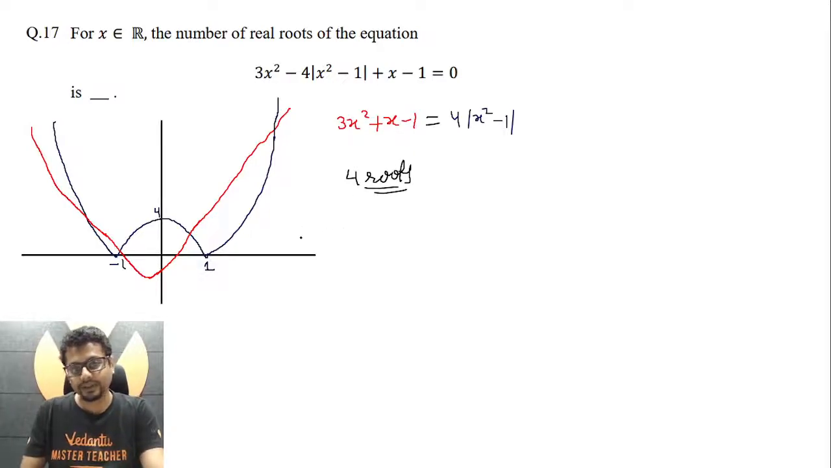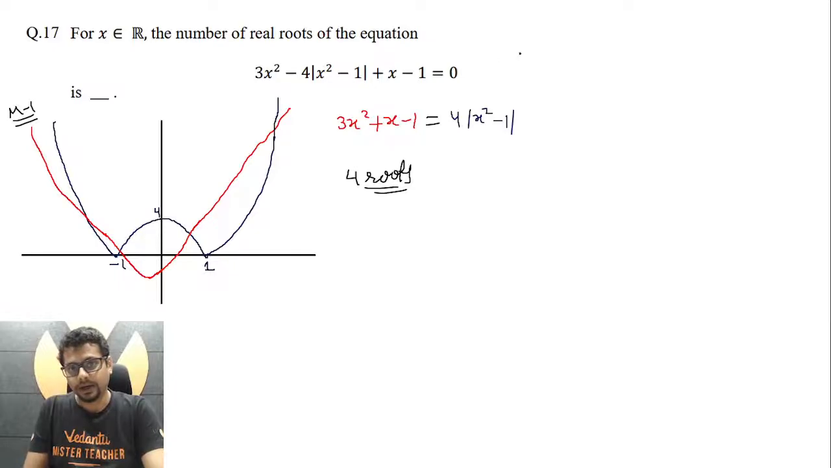Just to emphasize once more, since this 4 is coming, this part of parabola would decrease faster than this red part. Why? Because here the coefficient of x square is 3 only. Similarly, this red part will increase slower compared to this blue part. And hence, there are 4 intersection points and 4 solutions. So this is the best way to do this. So this was method 1.